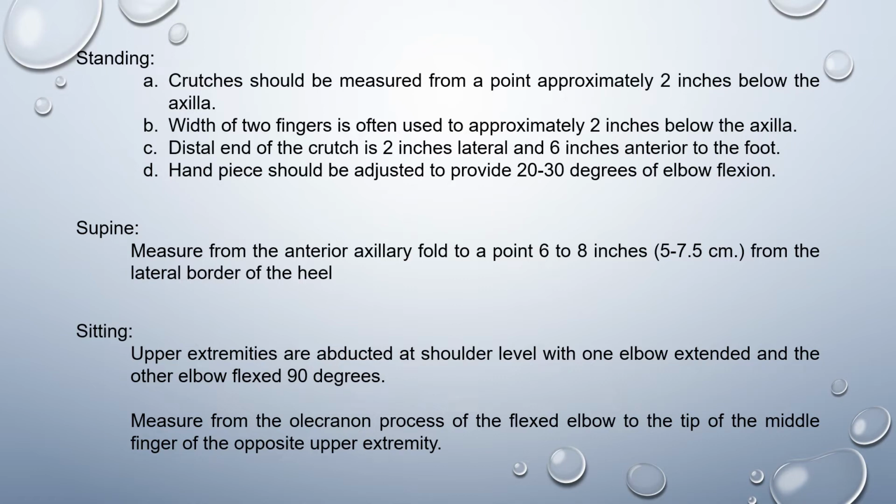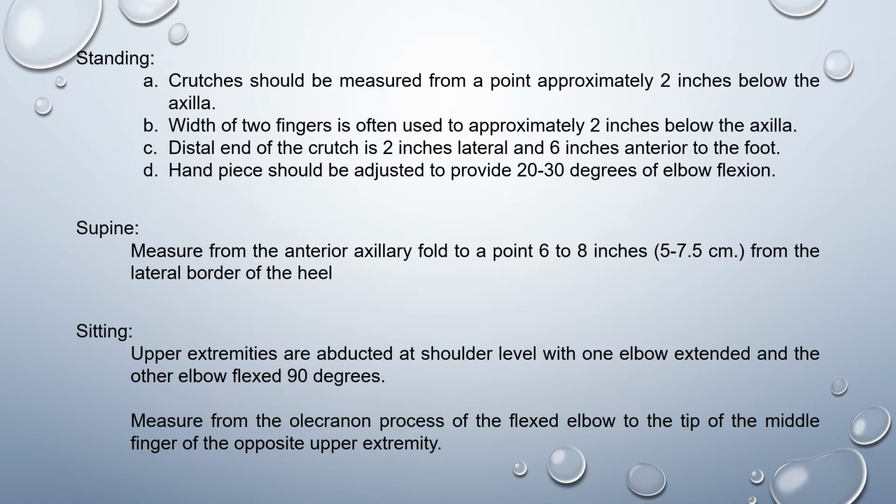And the distal end of the crutch is 2 inches lateral and 6 inches anterior to the foot. Remember, anyways, I'm going to demonstrate it to you when we're going to have the actual use of your crutches. So handpiece should be adjusted to provide 20 to 30 degrees of elbow flexion. Iniisa-isa kasi dito sa book, pero normally, pareho lang po yung statement ng lahat.